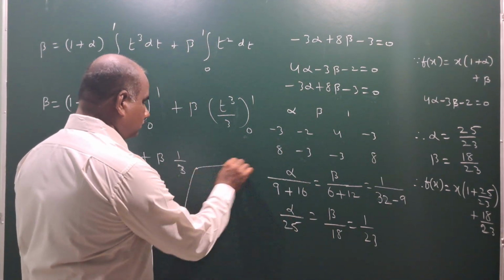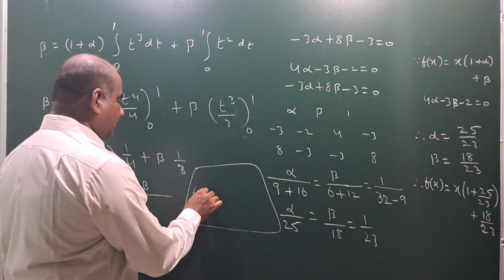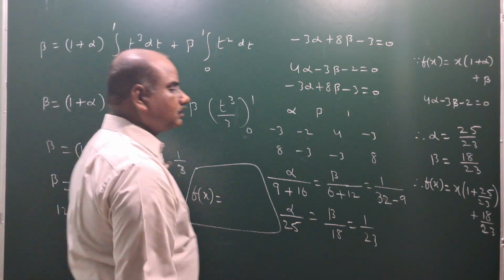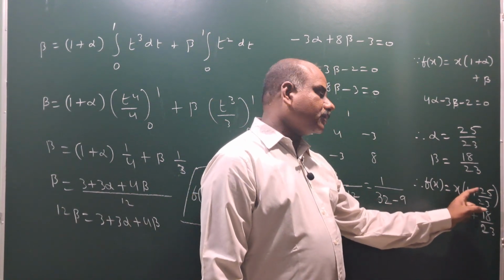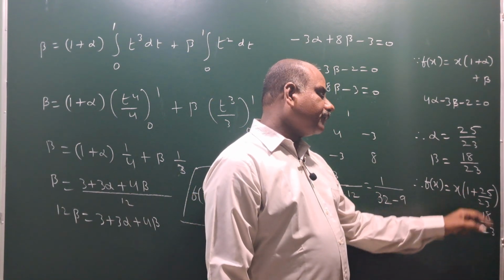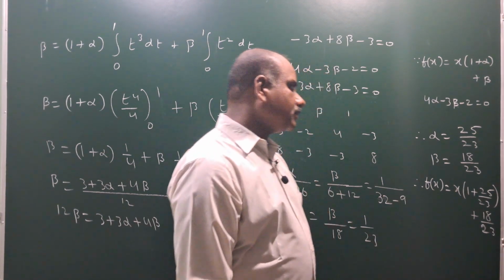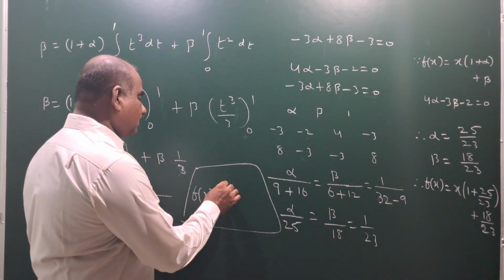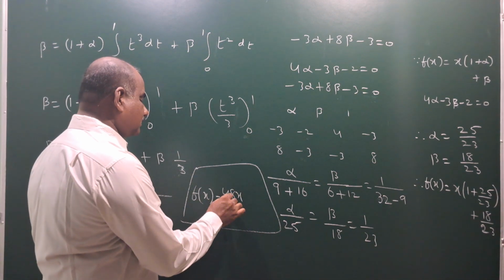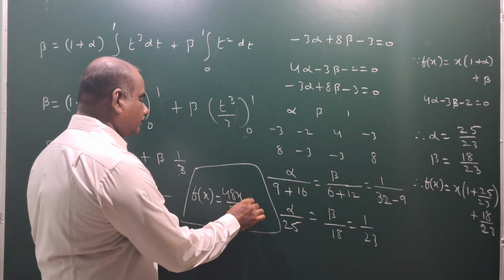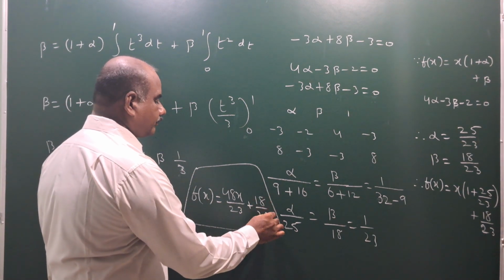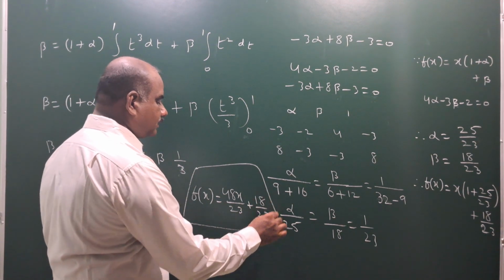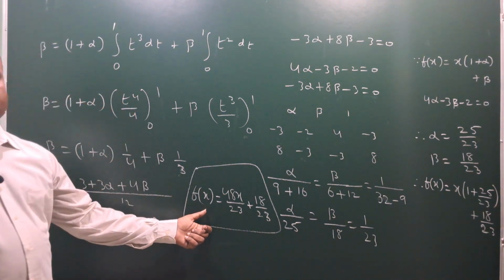Therefore finally f of x is equal to, here take LCM, 23 into 1 is 23 plus 25. 23 plus 25 means 48 we get. So 48 x by 23 plus beta means 18 by 23. So finally this is the function we have required. Okay, thank you.